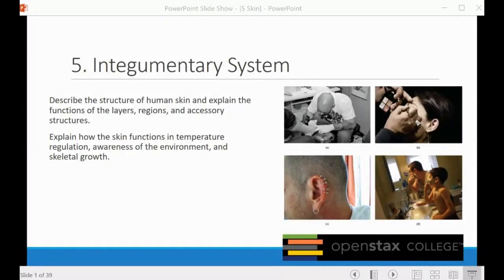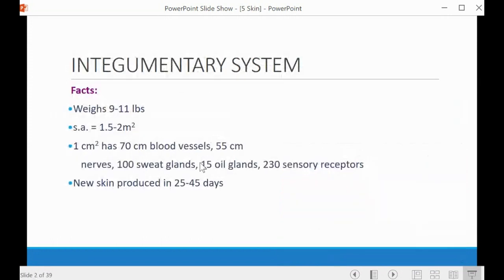Hey guys, welcome to Chapter 5. This is the integumentary system, better known as the skin. We're going to describe the structure of human skin and explain the functions of the layers, the regions, and those accessory structures. We're going to explain how the skin functions in temperature regulation, awareness of the environment, and skeletal growth.